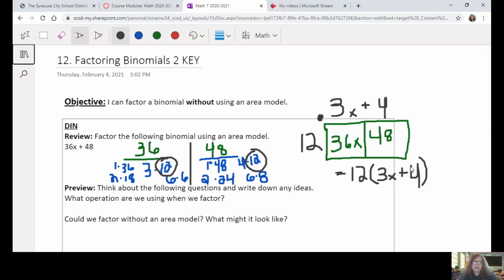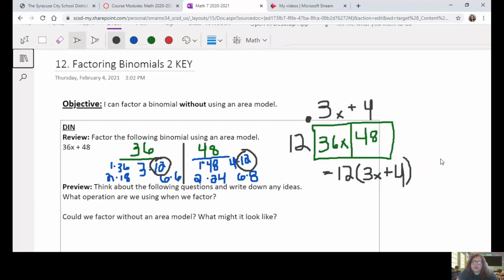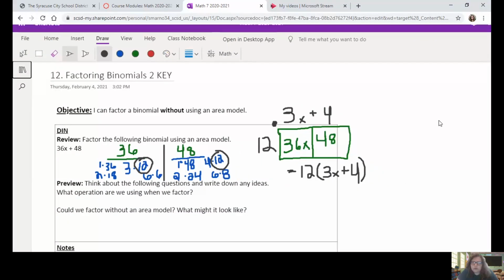Now the preview is asking us to just think and write down any ideas we might have about these two questions. What operation are we using when we factor? And then could we factor without an area model? What might it look like? I'm going to go ahead and write some ideas down. And we're not really going to have a final answer for this preview, but these ideas are going to help us throughout our notes today to actually learn how to factor without that area model.